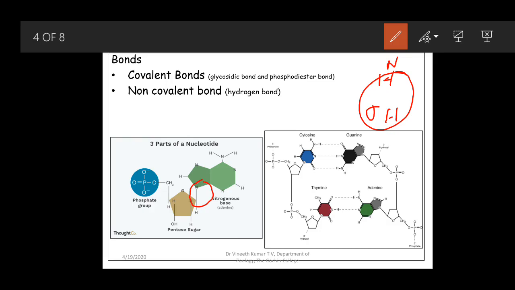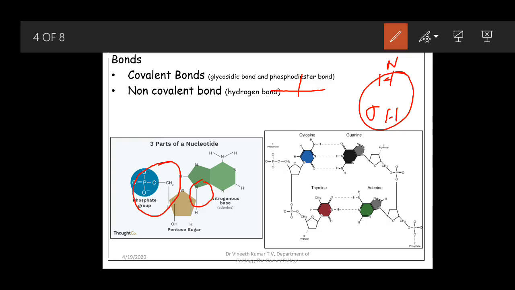So here you are having an ester bond. This is one ester bond here. So one ester bond is formed here. We'll see why it is called a phosphodiester. Here you can see only one of the ester bonds. Coming to our main portion, which is phosphodiester.